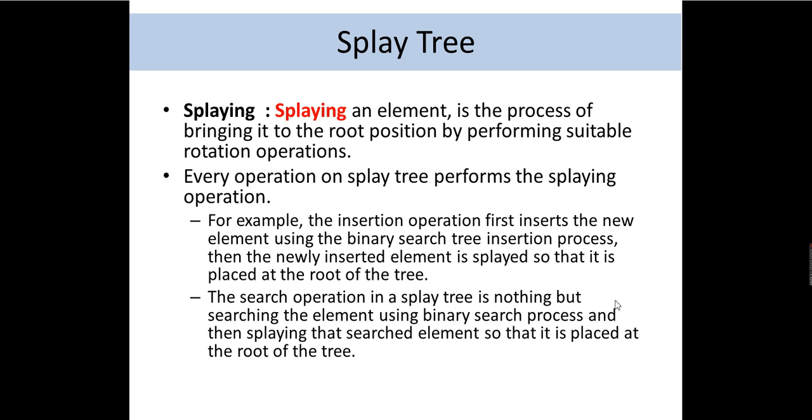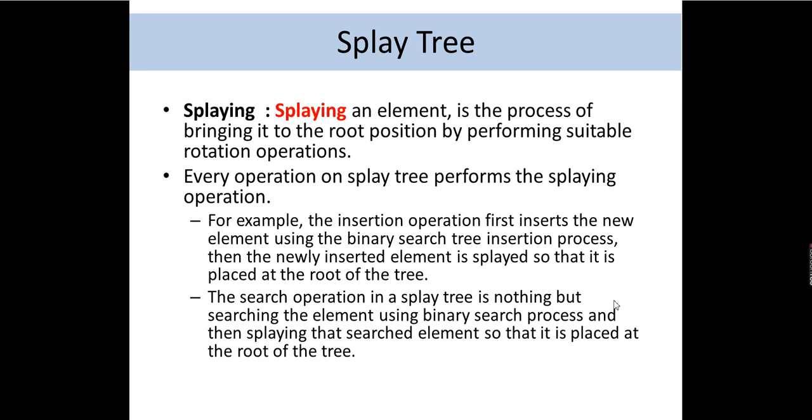Now we'll see what the operation splaying is. Splaying an element is the process of bringing it to the root position by performing suitable rotation operations. So splaying itself is a word which says that it is a process of bringing the element to the root by performing many rotation operations. Every operation on a splay tree performs the splaying operation.